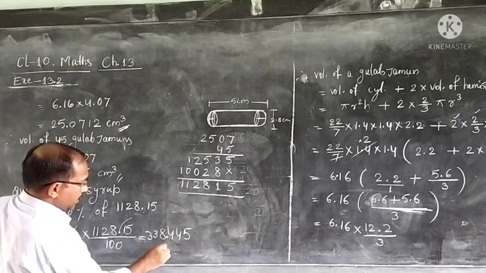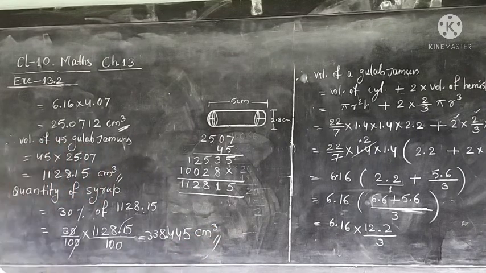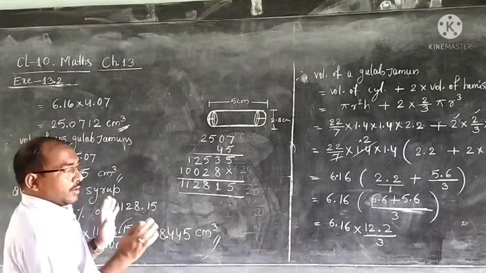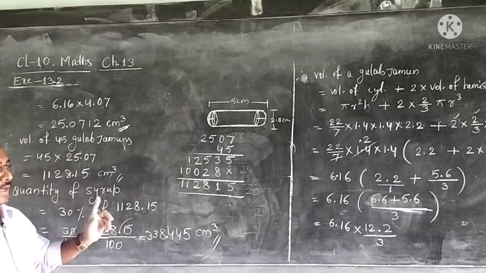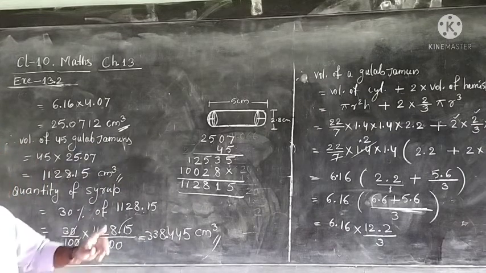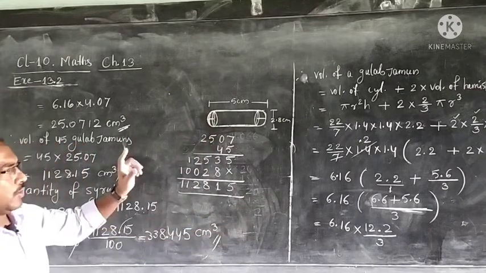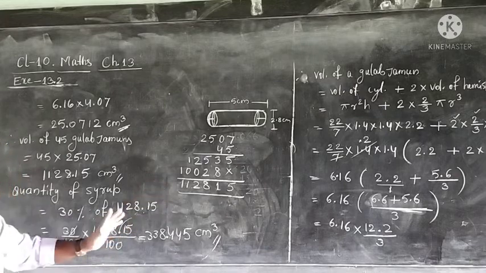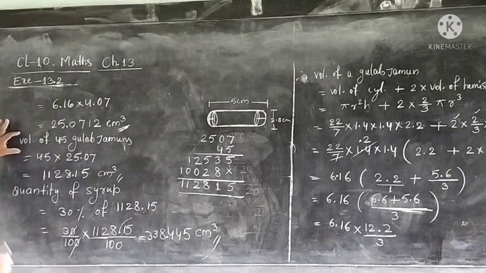So, 338.445 centimeter cube is the volume of syrup in the gulab jamun. How many gulab jamuns are there? 45. So, what we did in the question? We calculated first the volume of 1 gulab jamun. Of course, some calculations are there, we need to keep a little patience and do the calculations. After getting the volume of 1 gulab jamun, there are 45 gulab jamun.